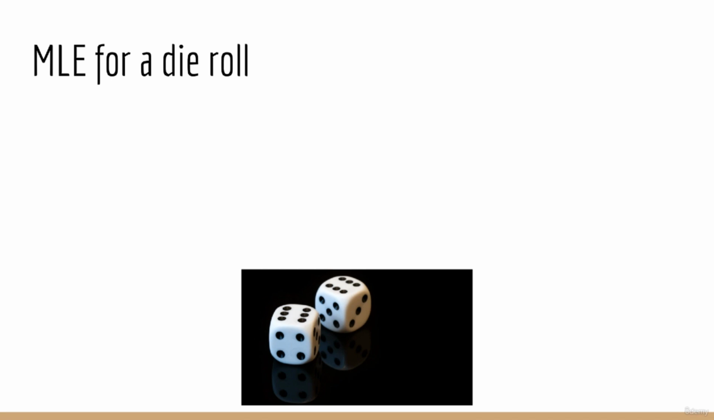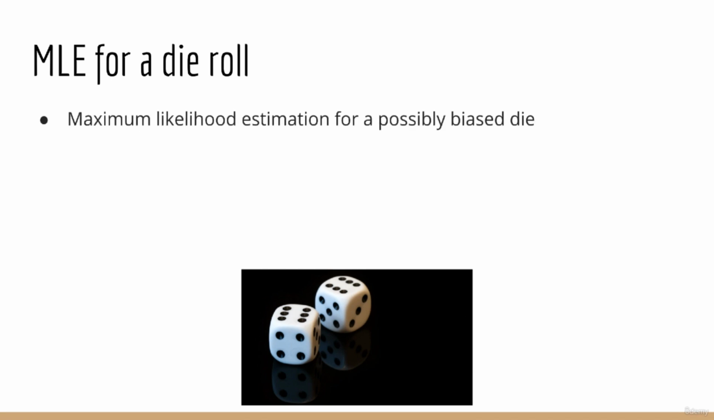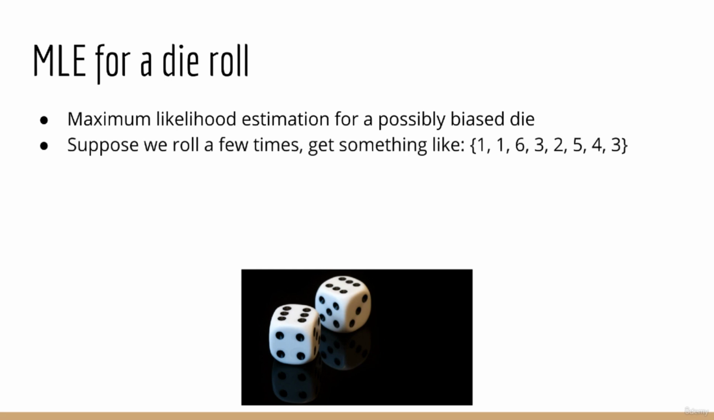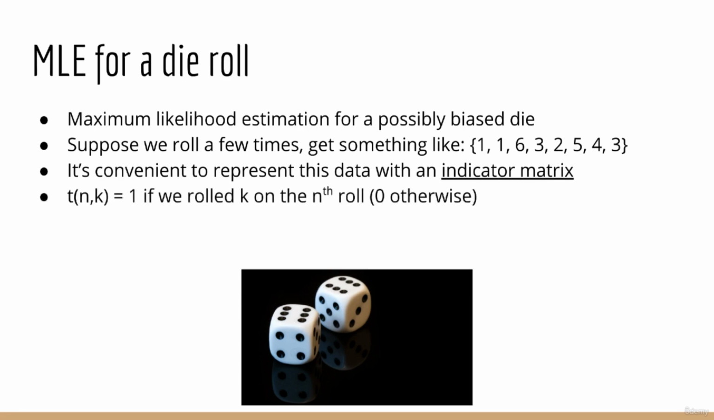If you want, you can do a simple example of solving the maximum likelihood problem for an actual, possibly biased die. In this scenario, you would have a series of die rolls, for example, 1, 1, 6, 3, 2, 5, 4, 3. Importantly, it's convenient to represent these with an indicator matrix, which we'll call T of nk. T of nk would be set to 1 if we rolled k on the nth roll. Otherwise, it would be 0. You might also want to think of this as a one-hot encoded matrix, since for each of the n rows, only one value can be a 1, and the rest must be 0.